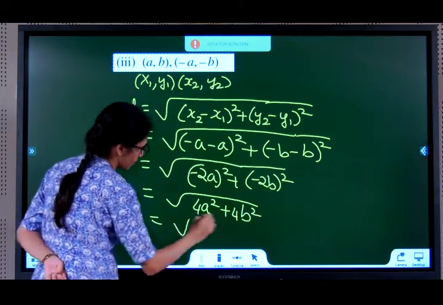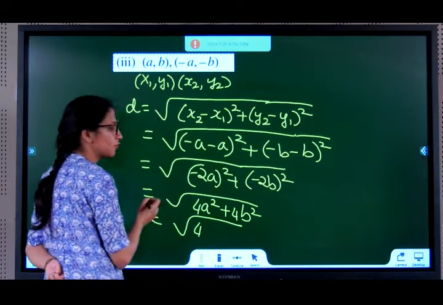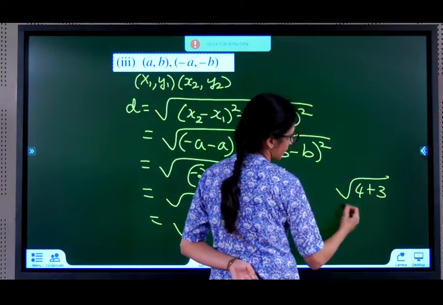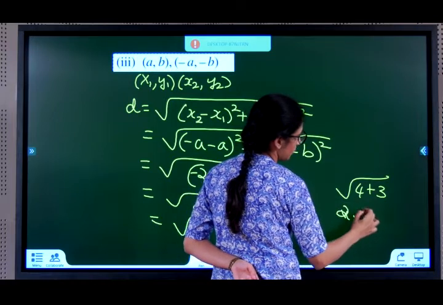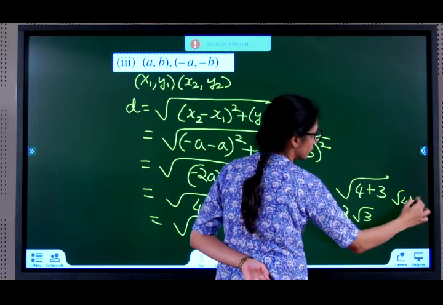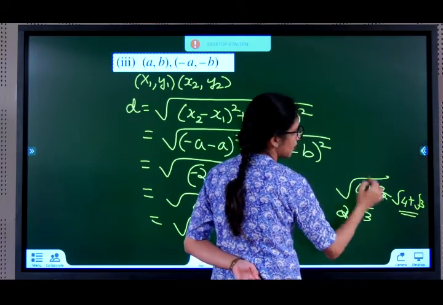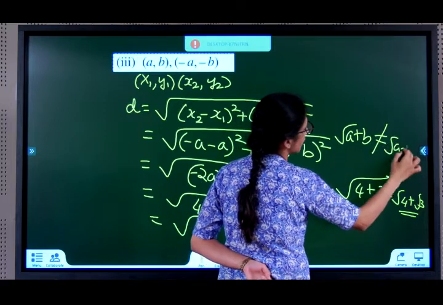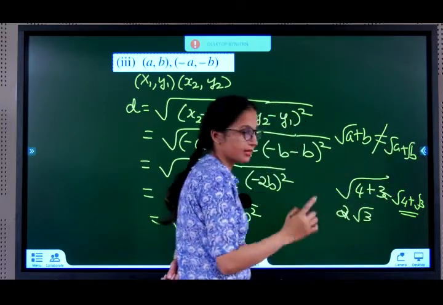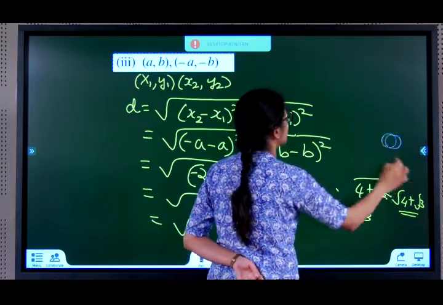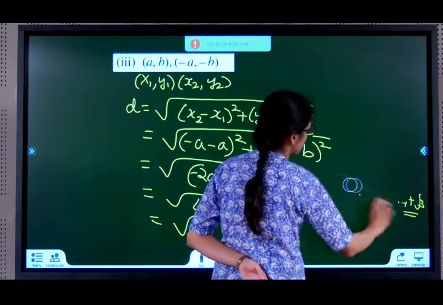Can I take 4 common here? Can I simply remove 4 here? If I have like this 4 plus 3, can I write it as 2 plus root 3? You cannot split the root. I already explained, root of a plus b is not root a plus root b. Be careful, you cannot split the root if there is plus sign. But if there is multiplication or division, yes, you can split the root.